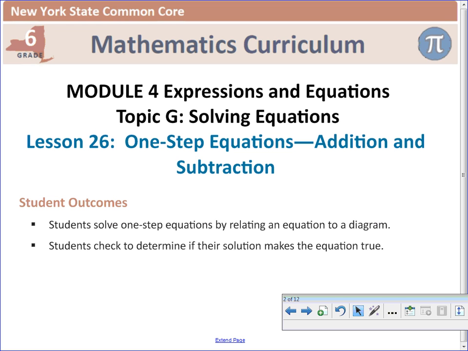Okay, today we're looking at Module 4, Lesson 26, one-step equations, addition and subtraction. Today, a whole bunch of different lessons are all going to come together and make a whole lot of sense, okay? So before we move forward on today's lesson, I want to take a minute and flash all the way back to Lesson 1 in Module 4.